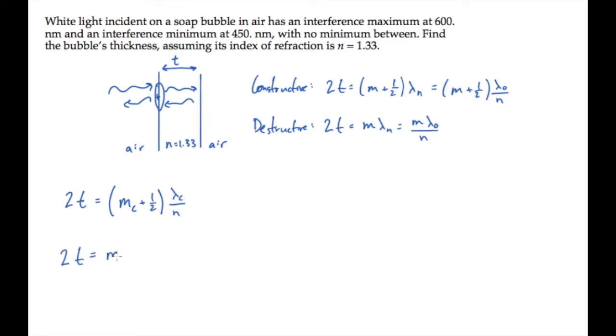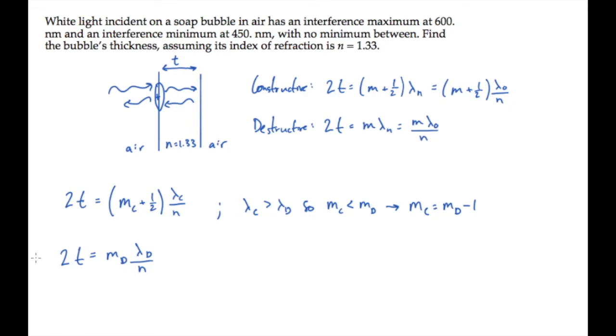The left-hand sides of these two equations are equal, so the right-hand sides have to be equal also. Because the constructive wavelength, lambda c, is larger than the destructive wavelength, lambda d, we can see that m sub c, the order for constructive interference, must be less than m sub d, the order for destructive interference. And because there are no minima in between them, they must differ by 1.